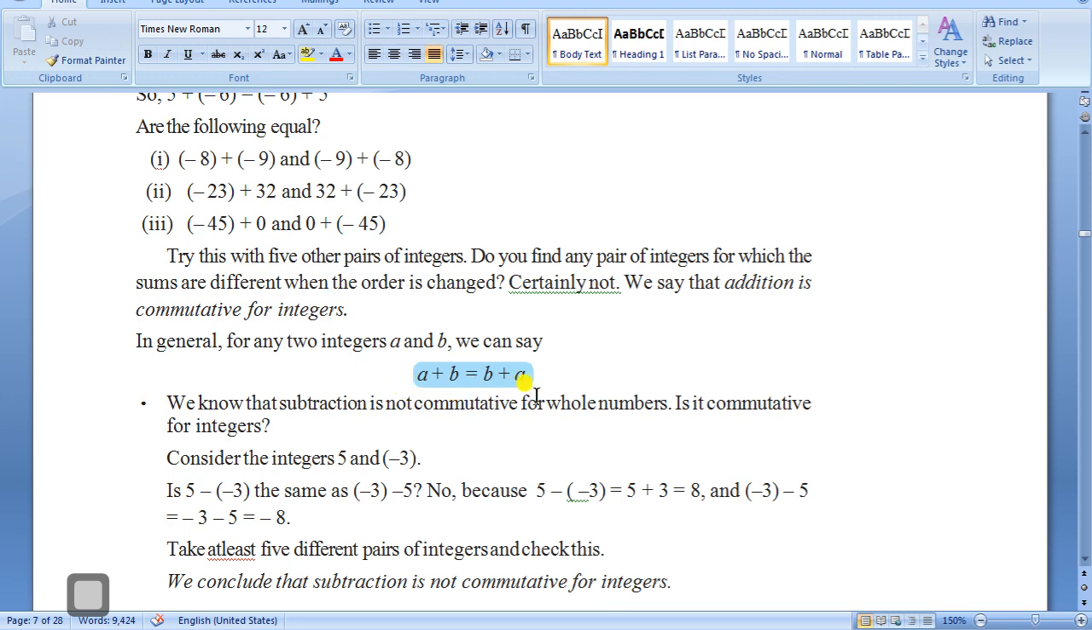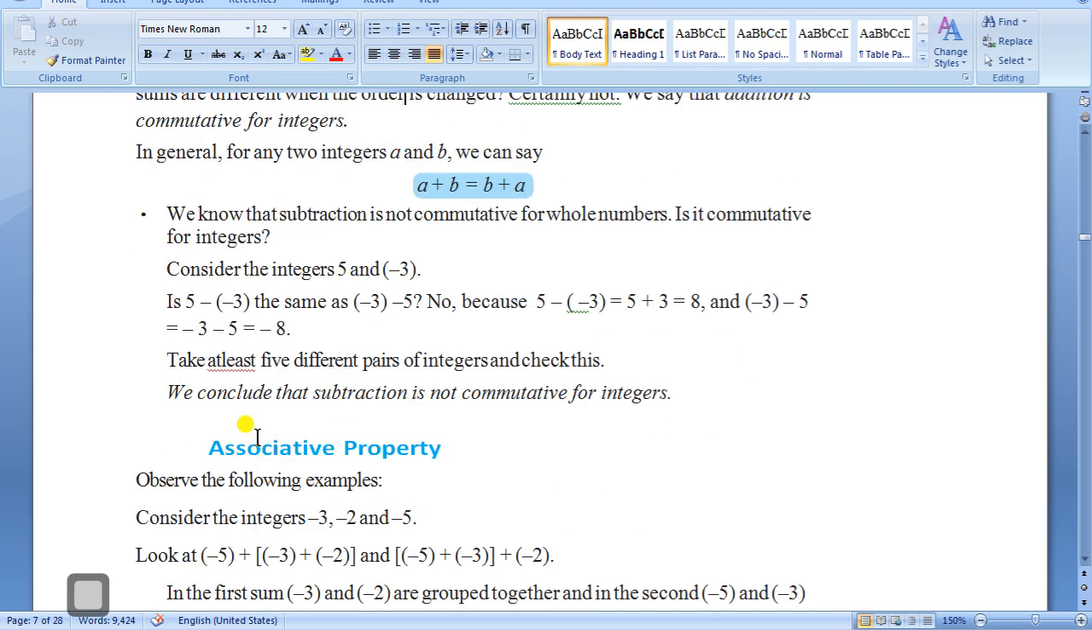In general, for any two integers a and b, we say that a plus b is equal to b plus a. We know that subtraction is not commutative for whole numbers. Is it commutative for integers? Let us find out. Consider the integers 5 and minus 3.